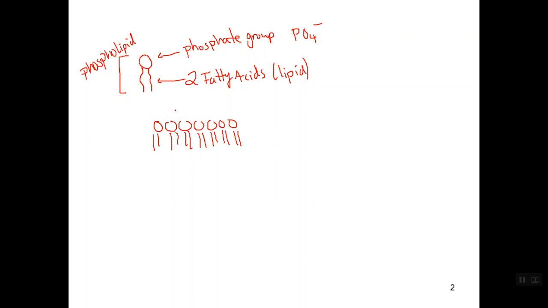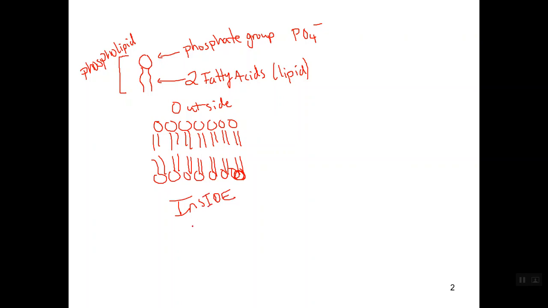And then on the other side, maybe this is the outside of the cell, you then have another layer with your fatty acids. Oops, those didn't quite line up. There we go. Inside. So this is where the cytoplasm is. And remember that the cytoplasm is mostly water.